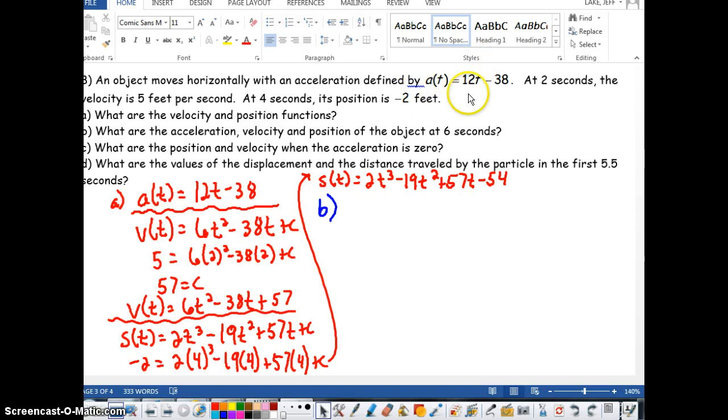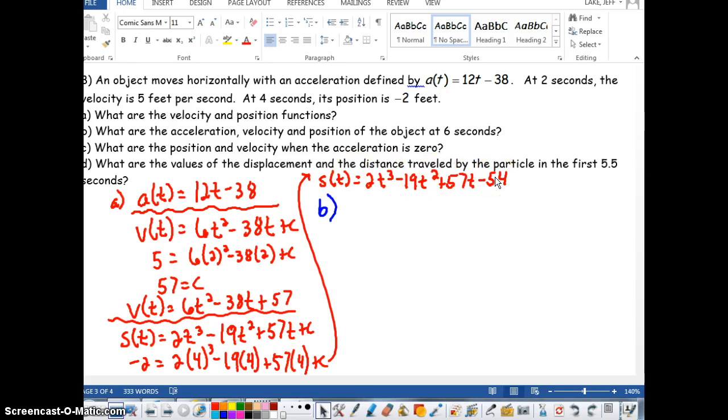So again, the A of t is the 12t minus 38. Integrate that, 6t squared minus 38t plus c. Take the information they give you. At 2 seconds, velocity is 5 feet per second. So you plug in the 2 with the 5, solve, and you end up with c is 57. Replace it, integrate that equation, and plug in the next piece of information, that at 4 seconds the position is -2. That's what I did right here. Solve it, and you get -54, and then you replace it.